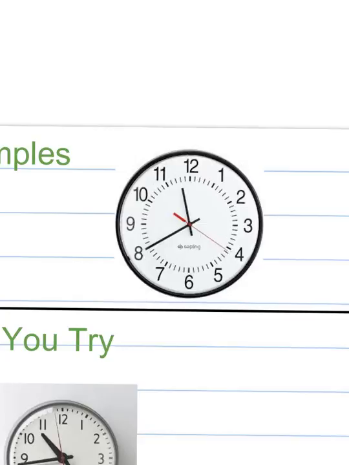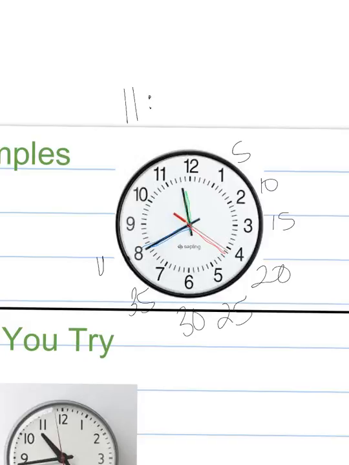Here's our first clock. Again, the hour hand is the short hand. The minute hand is the longer hand. And then the seconds is in red. So first what I'm going to do is look at the hour hand. And if you notice, it is between the 11 and the 12. Okay. That means it's 11 o'clock. That's what hour we're in. Now let's look at the minutes. And again, if you were to count by fives, 5, 10, 15, 20, 25, 30, 35, 40. It's on the 8, so that means it's 11:40.